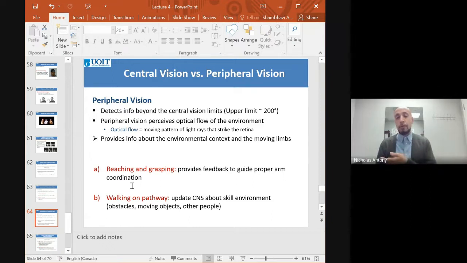So we're going to talk about different types of motor skills and what we notice. When people are reaching and grasping, they're focusing initially, and then at the end, on the object they're reaching for. But your peripheral vision is always monitoring motion. It can pick up motion. So when you're walking on a pathway, you would look at the curb, but you'd be aware of things moving in the environment through your peripheral vision.